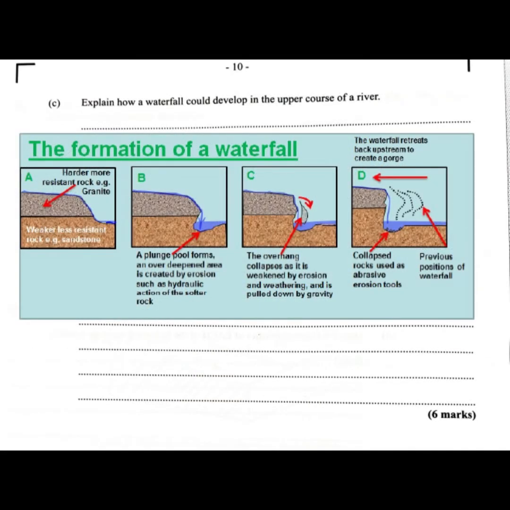Question 2, part C, asks that we explain how a waterfall could develop in the upper course of a river.